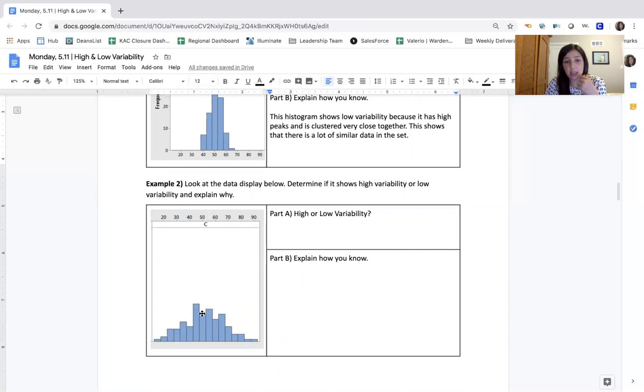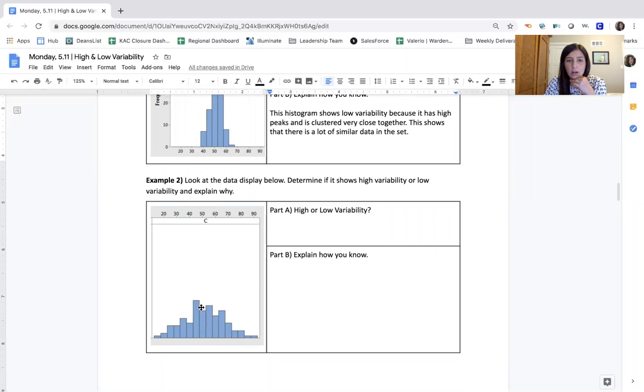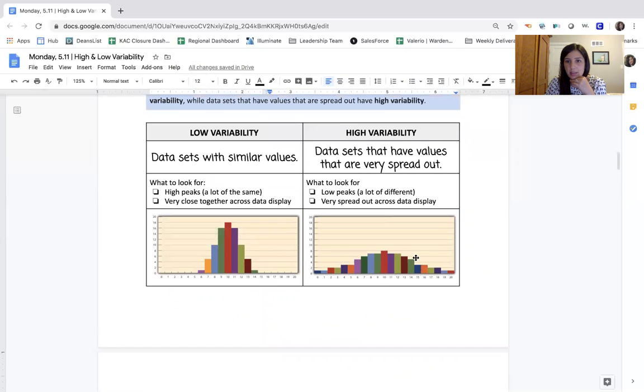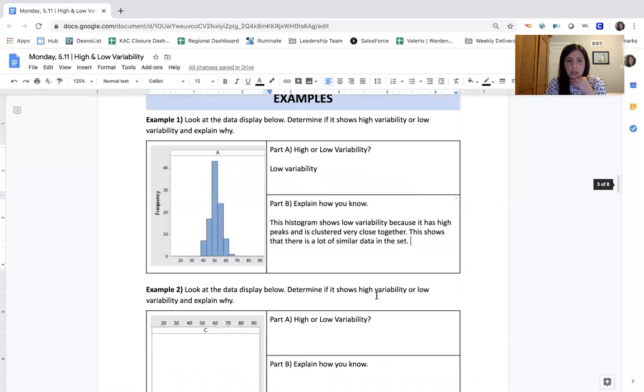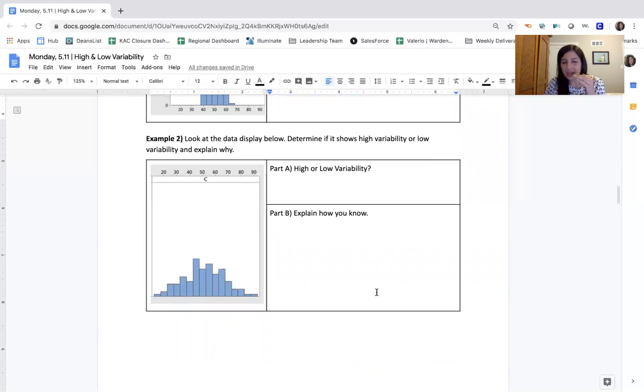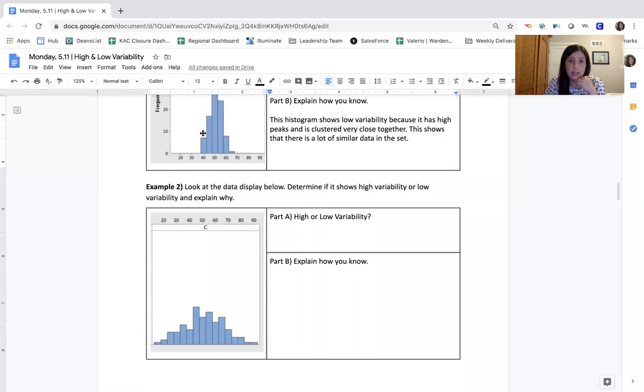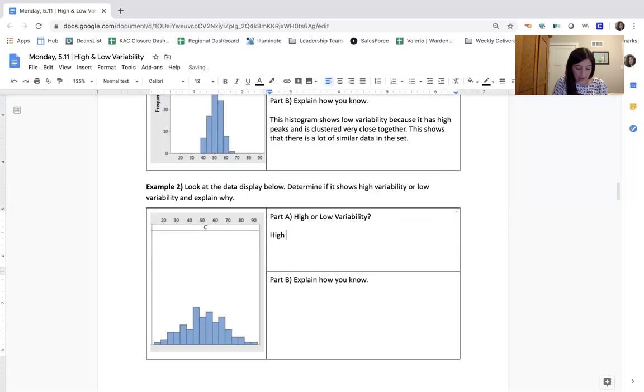Okay, so I do see some peaks, but none of them are very drastic. They're all kind of together, kind of like I saw in this example that we first looked at during notes. Okay, so peaks, I guess that they're there a little bit, but they're kind of shorter, so I'm not all the way confident on that one. So let me ask my second question. Is this very clustered together or is it spread out? Well, especially when I consider this graph, this looks very spread out. So I'm going to say that this one has high variability. I know that because there aren't as many drastic peaks in the data, and it's pretty spread out across the histogram. It's not clustered together and concentrated in one spot.